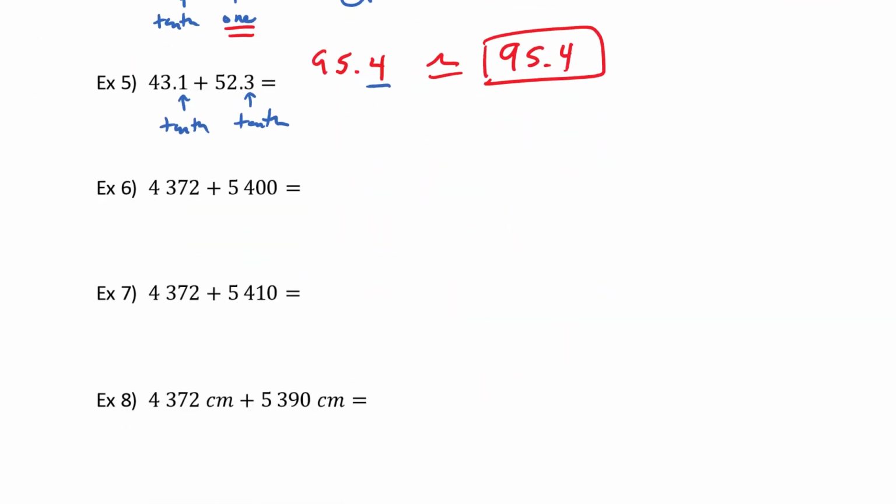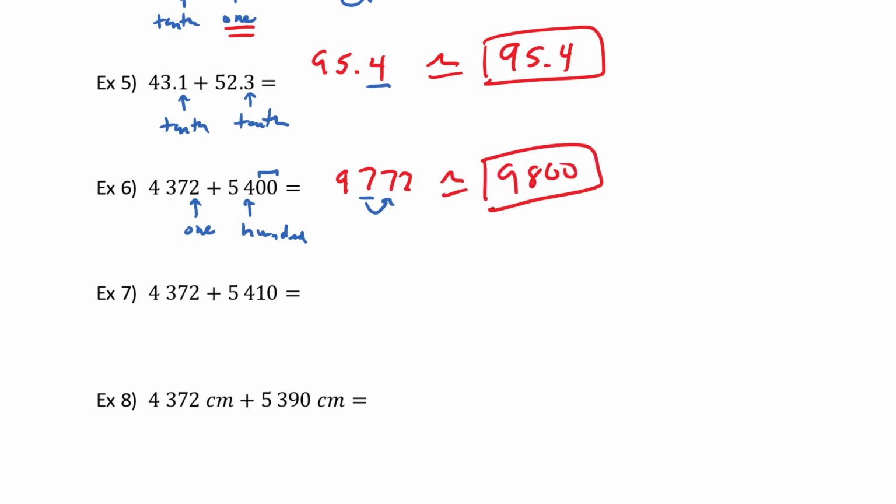Let's try a few more. We add these 2 numbers up, we get 9772. Let's look for rounding. Here, this is the ones column. Here, these zeros are not significant. They are placeholders. So the first significant digit is the 4. This is in the hundreds column. So I round to the nearest 100. This gives me 9,800. Notice these almost look the same, except this is bumped up by 10.